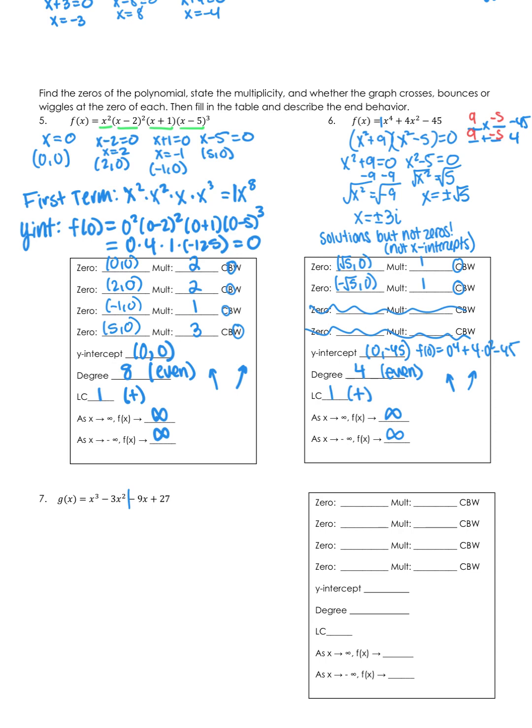So when the degree is odd, they're going to go opposite ways, right? Because you've got a positive leading coefficient, it'll go down first.